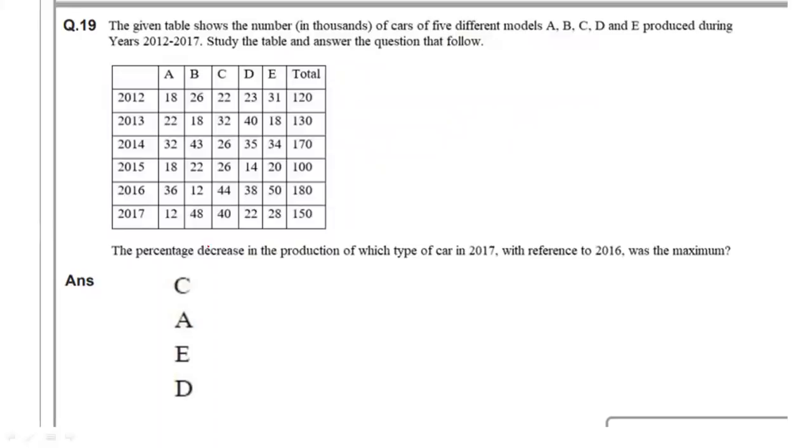Same DI is given. Percentage decrease in the production of which type of car in 2017 with respect to 2016 is maximum? The highest percentage decrease should happen. Here 36 to 12 decrease is happening. So 24 out of 36, 2 by 3 decrease, which is 66.66%. Here 4 decrease, this is a very small decrease. Here 16 is decreased, 16 out of 38 is less than 50%. 22 out of 50 is 44%. So this is the highest decrease, and this is happening for company A. So the highest decrease percentage is in company A. See the next one.